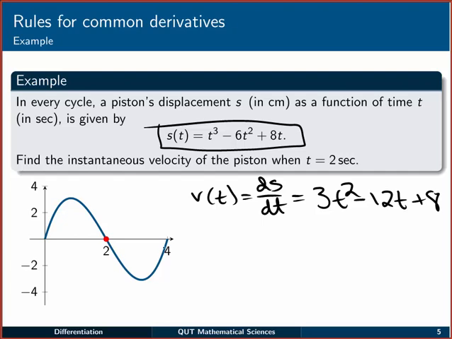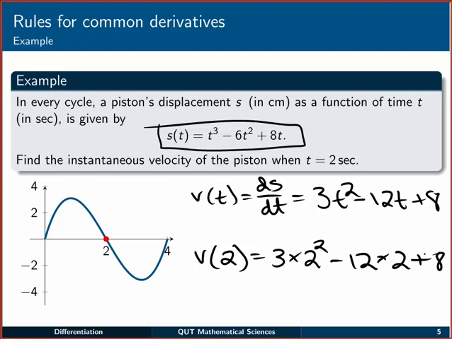On this curve here, we could figure out the instantaneous velocity anytime we wanted. We're particularly asked to figure out the velocity when t equals 2 seconds. To figure that out, we just need to substitute in t equals 2. So we have 3 by 2 squared minus 12 by 2 plus 8. We add all those up and we should get minus 4, and it's going to be in units of centimeters per second.